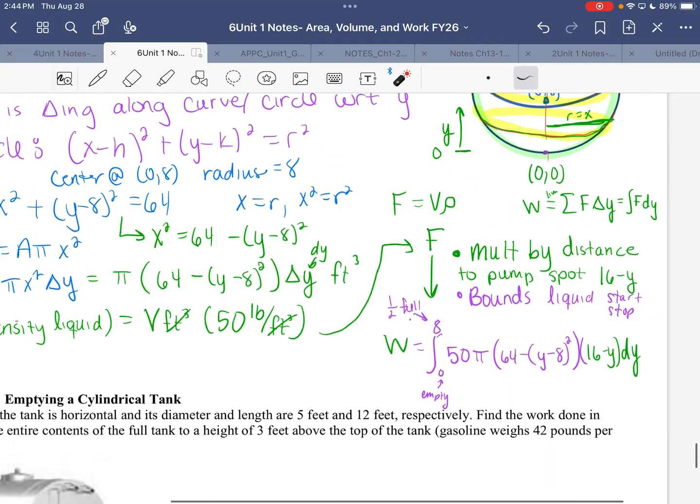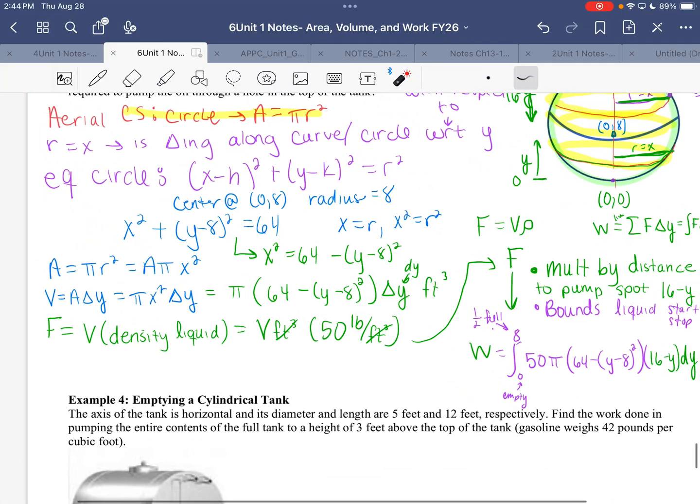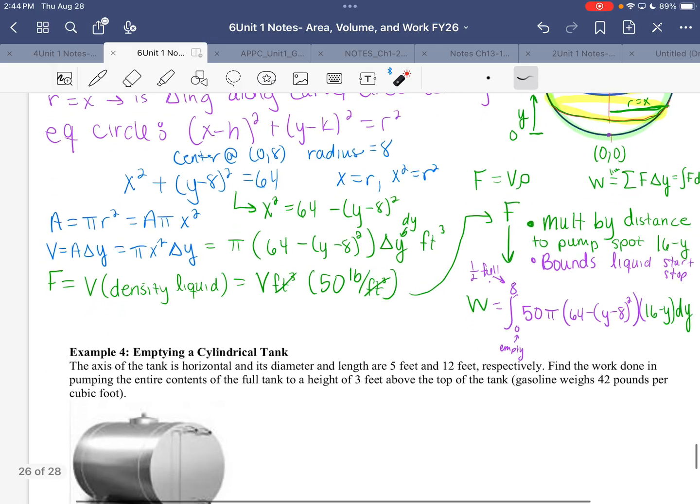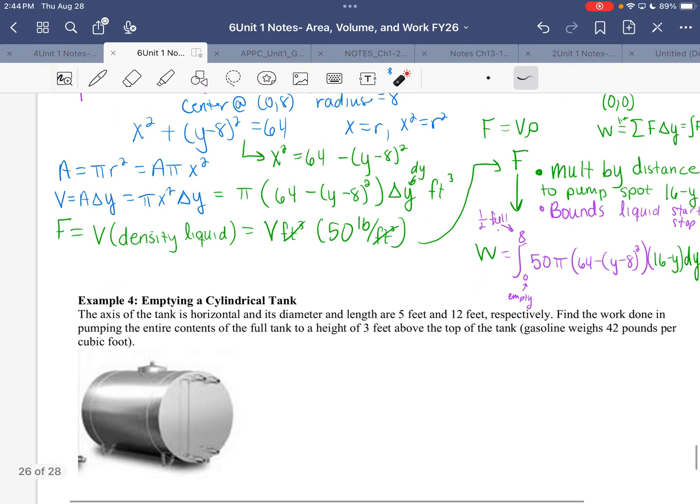Okay, thinking about example 3 versus example 4. So example 3 is a sphere. Example 4 is essentially a cylinder turned on its side. So similar but different. I think example 3 is really hard. But I think example 4 is the most commonly screwed up type of this work problem. Save the best for last, you know.